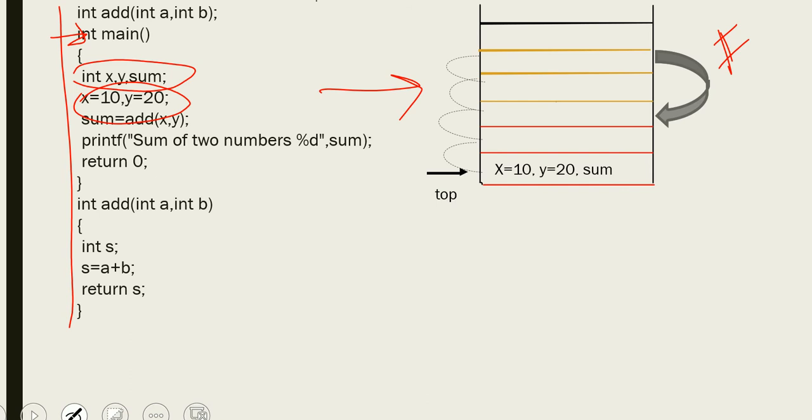Next, there is one more function call. So what it does is store the next address. This particular address will be stored: the address of the next instruction after the function call. Why is that?